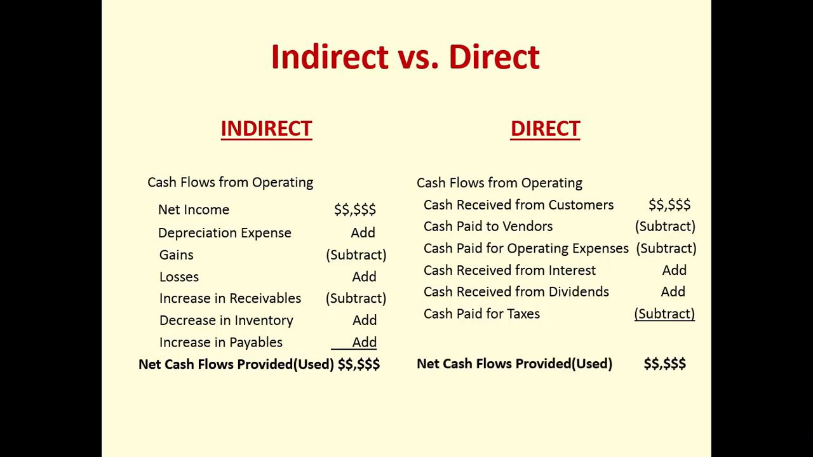The bottom number will be the same: net cash flows provided or used in operating. It's just how you present the information, indirectly or directly. Another key difference is that using the indirect method, you have to add back in those non-cash items, add or subtract them, adjust for those. But with the direct method, you're not starting with net income, so they're not in there to remove. You can ignore them.